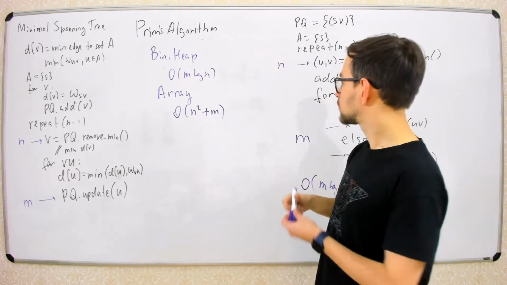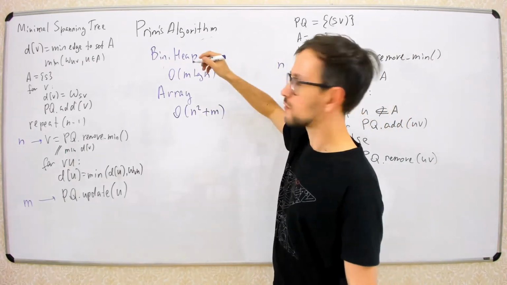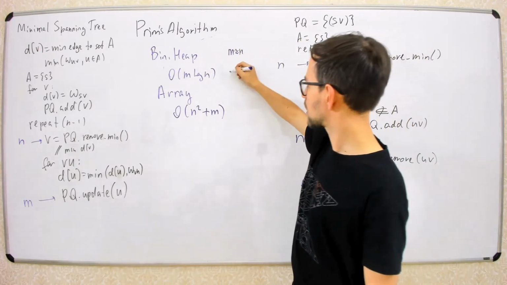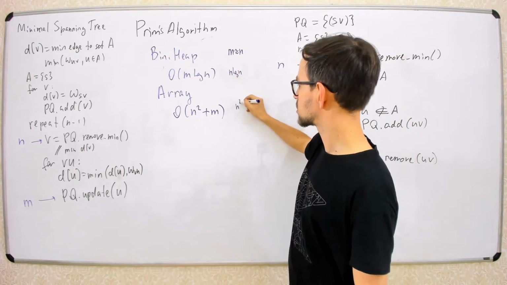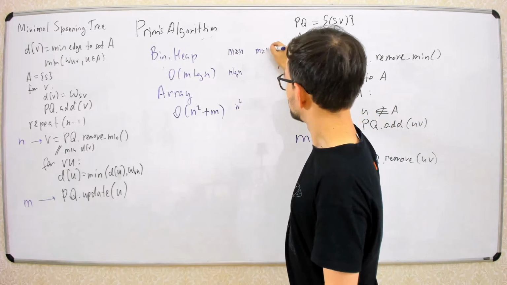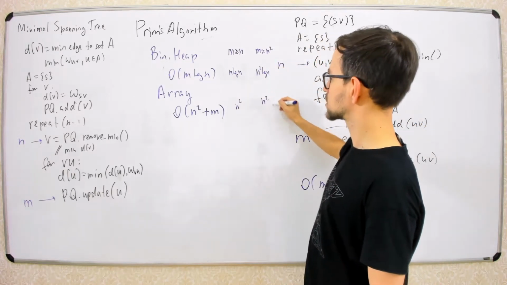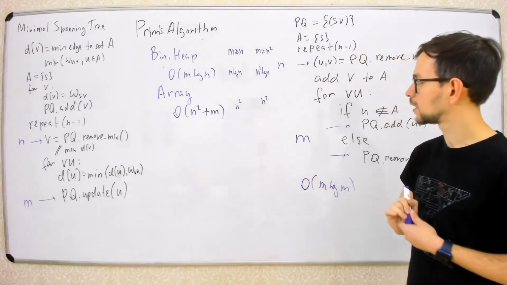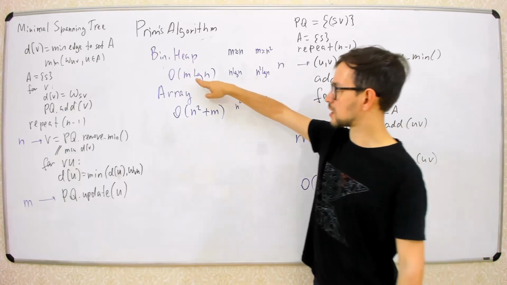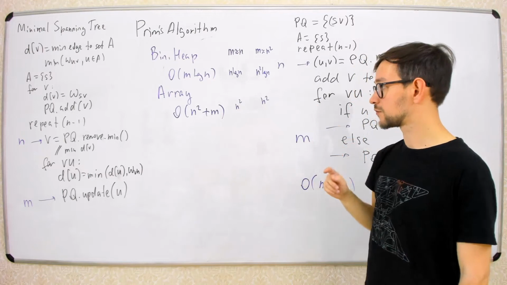For example, if your graph is very sparse, if you have a very small number of edges, if m is about n, then here you have n log n, and here you have n square. And if the graph is very dense, so if m is about n square, then here you have n square log n, and here we have just n square. So if you have a small number of edges, this algorithm is actually more efficient. If you have a large number of edges, then this algorithm is more efficient.